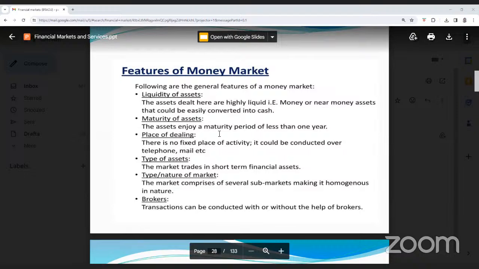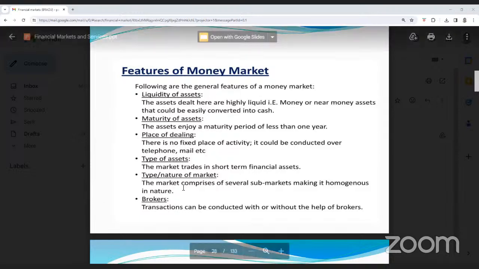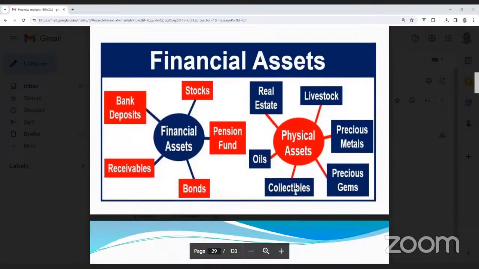And the place of dealing. How do we deal? There is no fixed place of activity. It could be conducted over telephone or mail. Nature: there are several sub-markets which are homogeneous in nature. If you do money market, everyone takes the same variety, not 10 varieties. It is homogeneous, related to one. Brokers: it can be conducted with or without the help of brokers. Brokers are not required, money market can be done on your own.